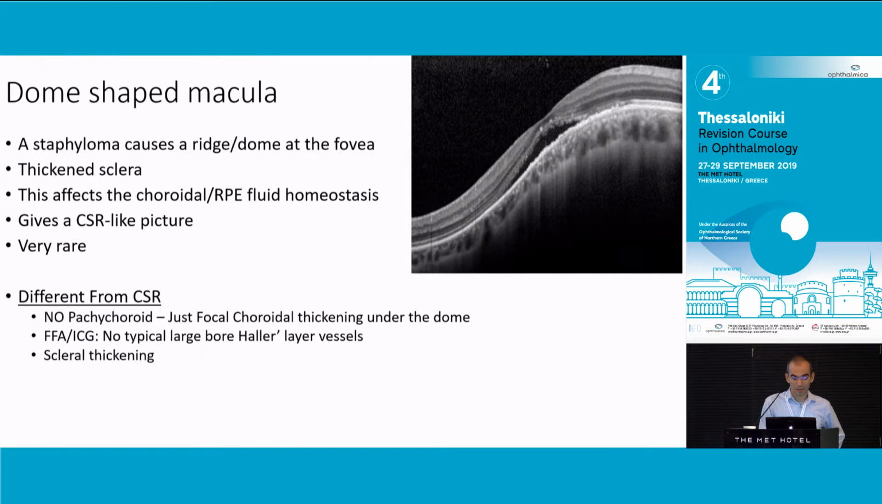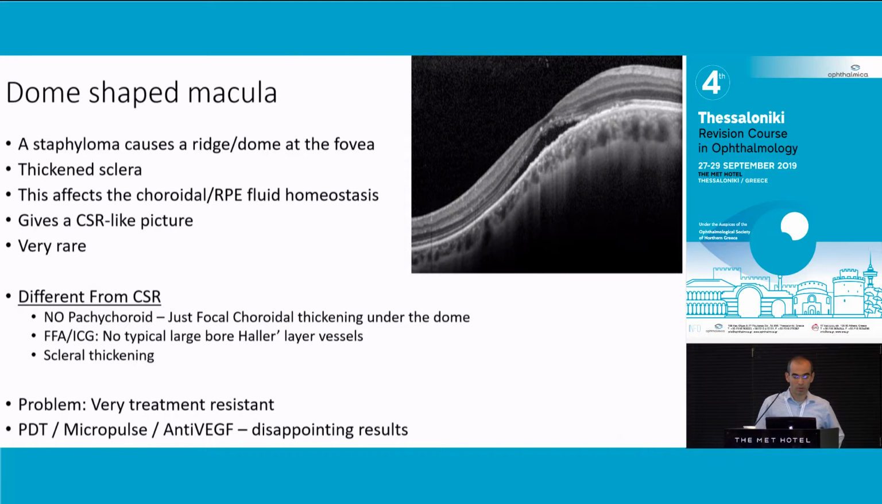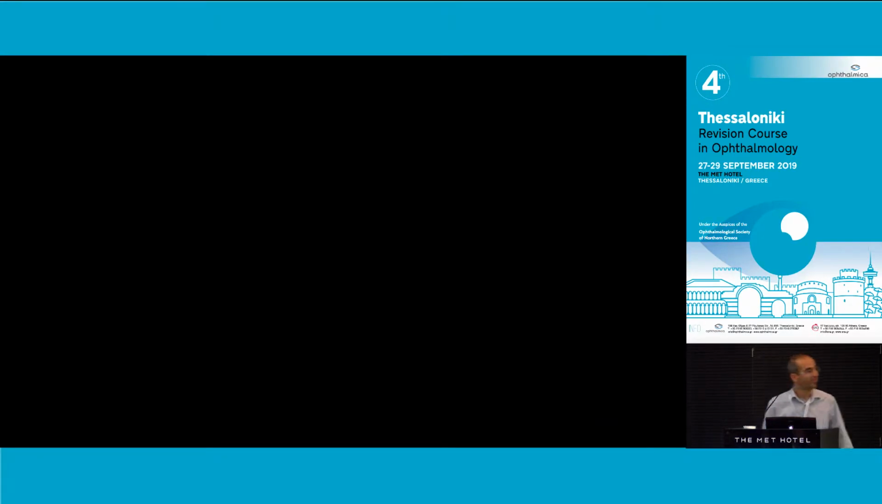Unfortunately, it's very different from CSR. It doesn't respond very well to treatment, whatever you try, PDT or micropulse or anti-VEGF. It's important to differentiate it from CSR. You don't get the typical large bore pachyvessel layers. You do get probably thicker choroid compared to many myopes, and the treatment options are very limited. It's a very short talk. I hope it was enough.